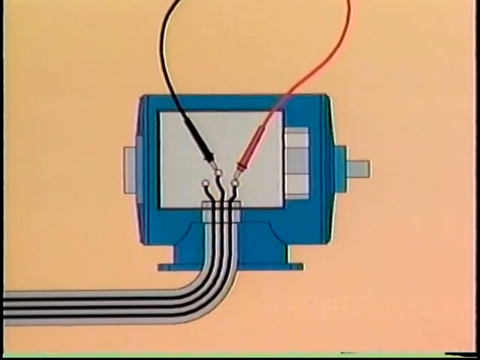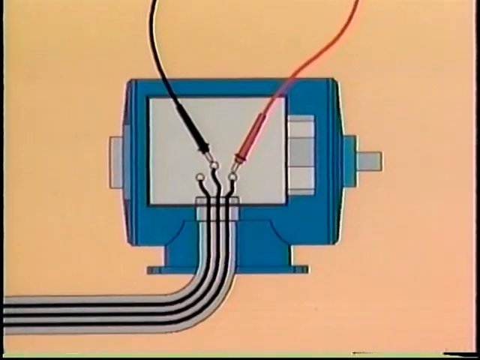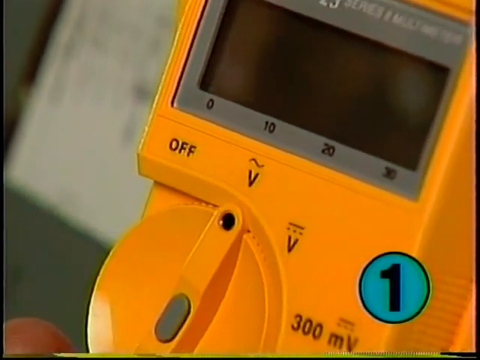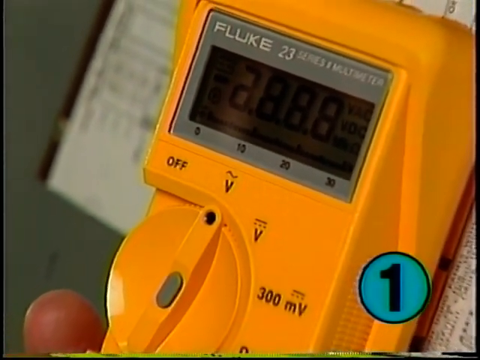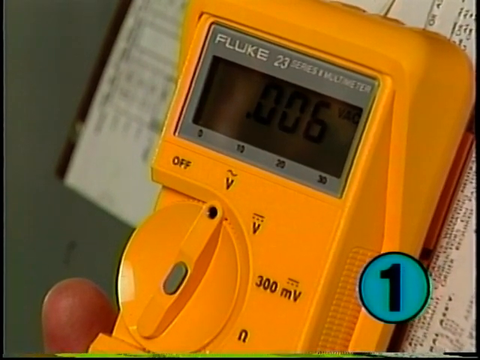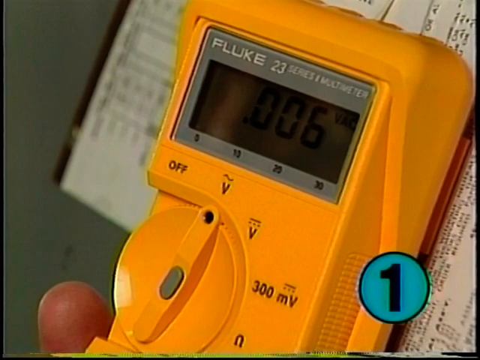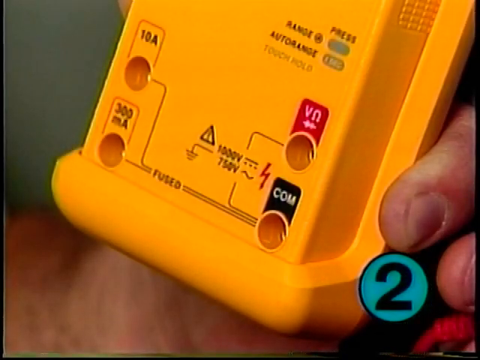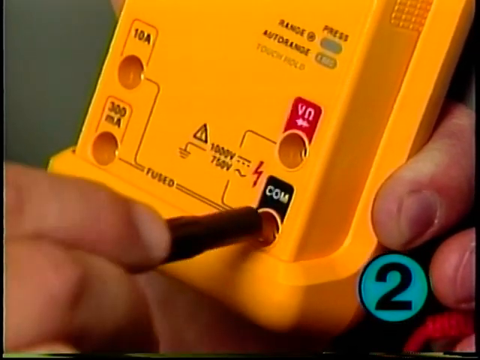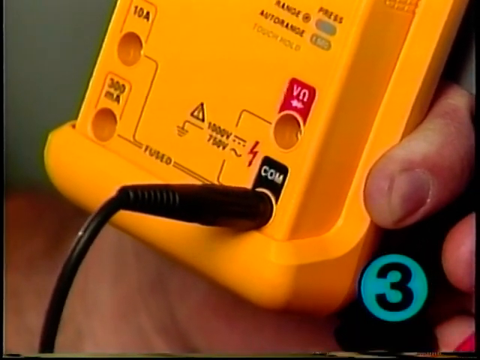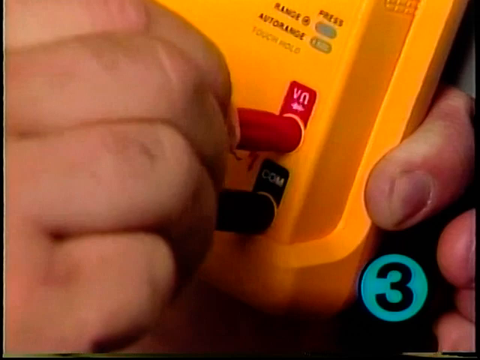To measure AC voltages with a voltmeter, apply the procedure. 1. Set the function switch to AC voltage. If the voltage in the circuit is unknown, select the highest setting if the meter has more than one voltage range. 2. Plug the black test lead into the common jack. 3. Plug the red test lead into the voltage jack.